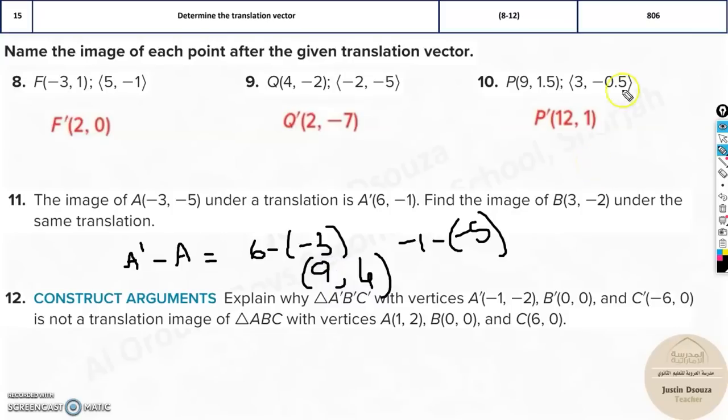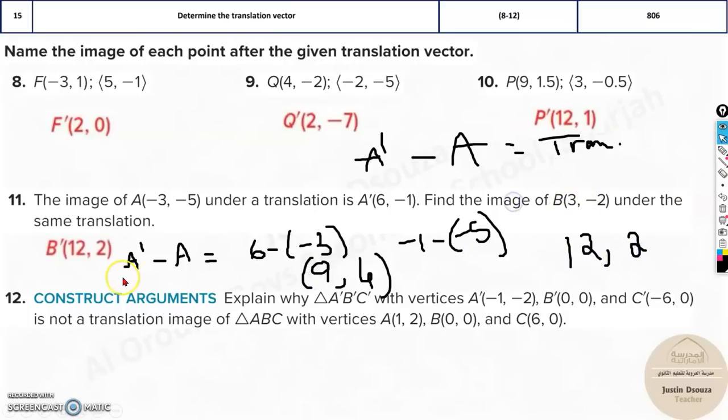The answer is not over. You need to add the translation vector over here. What did I do? I just found the translation vector, because the translation vector is always added to the original image, right? And then we get B'. To find the translation, subtract the original from the translated image, and you will get the translation vector. Once you get the translation vector, (9, 4), add it over here. It'll be (12, 2). That is the answer. So this is how we do it.